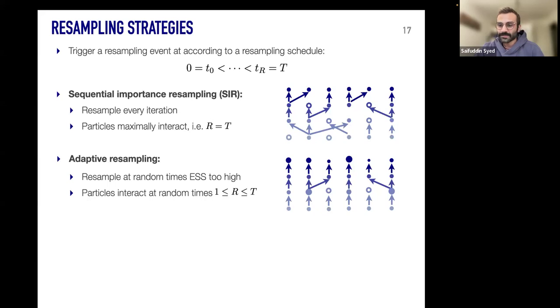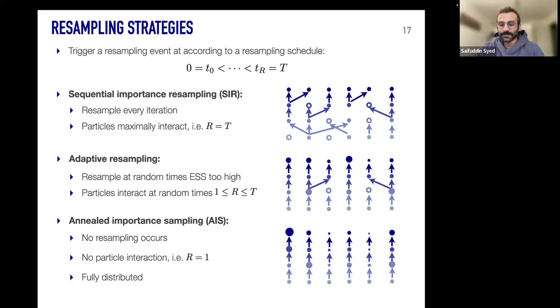Adaptive resampling is a more common thing to do. So this is where I don't necessarily want to make my particles interact every iteration. I may only want to trigger a resampling event whenever the variances of the weights get too high. So this is sometimes called adaptive resampling. I'm not going to specify the formula for ESS, but this is a very common thing. So you can get that from the weights. So in the adaptive resampling case, the number of resampling events is actually random, but it's somewhere between 1 and T.